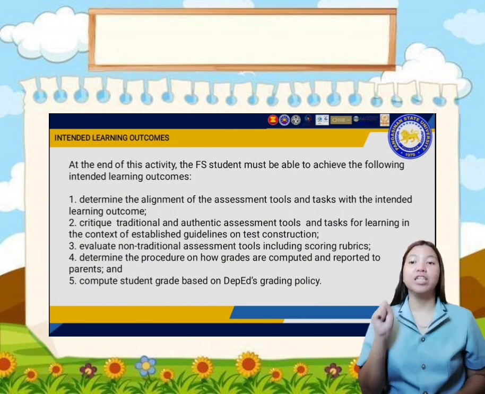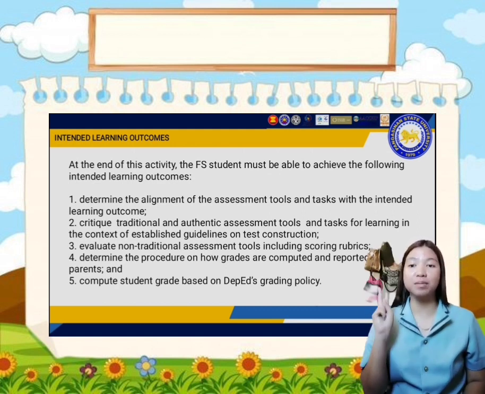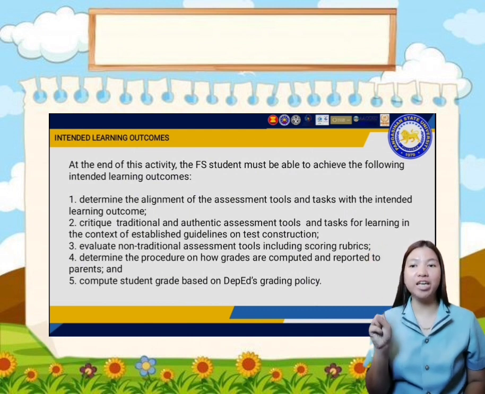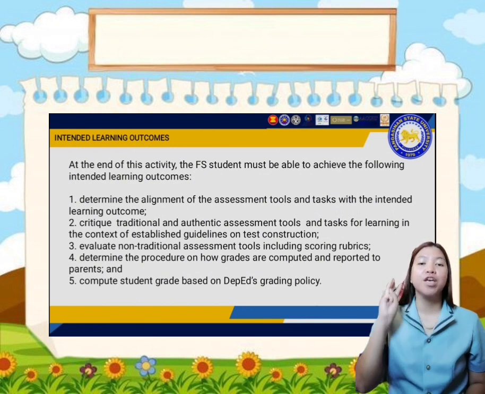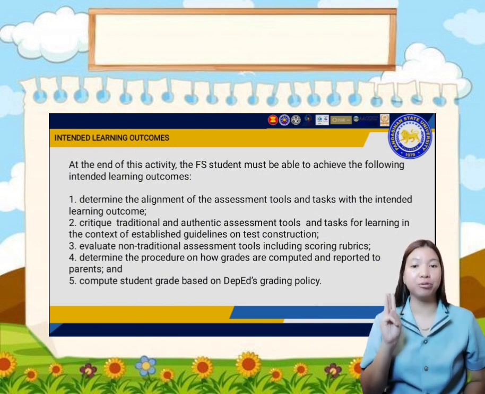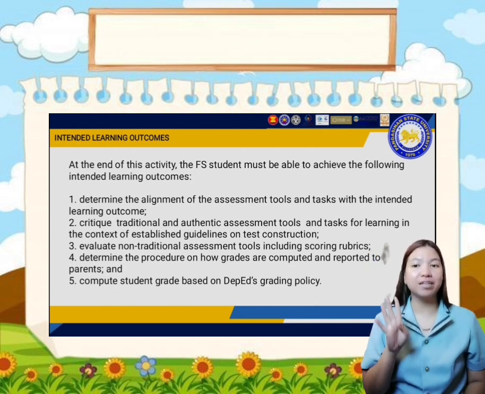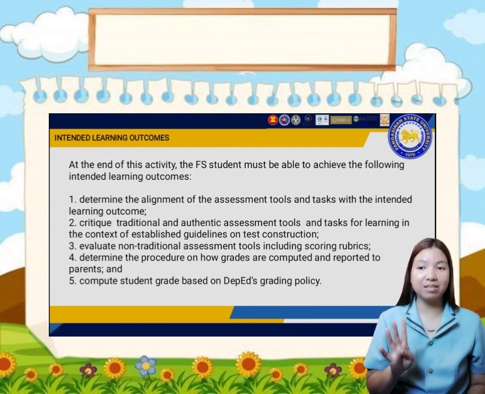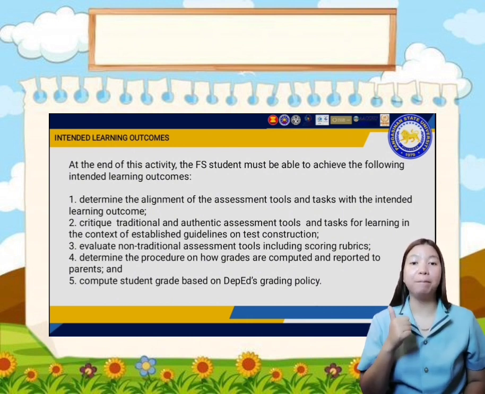First, determine the alignment of the assessment tool and task with the intended learning outcomes. Second, critique traditional and authentic assessment tools and tasks for learning in the context of established guidelines on test construction. Third, evaluate non-traditional assessment tools including scoring rubrics. Fourth, determine the procedure on how grades are computed and reported to parents. And lastly, compute student grade based on DepEd's grading policy.